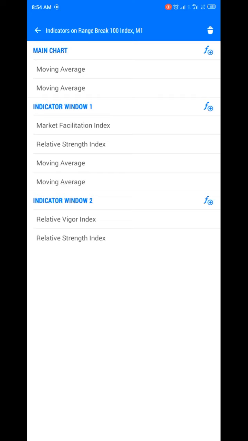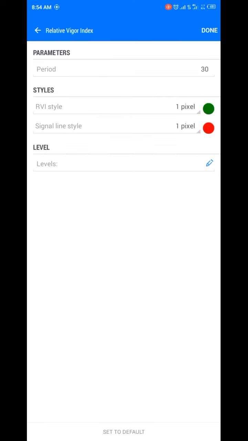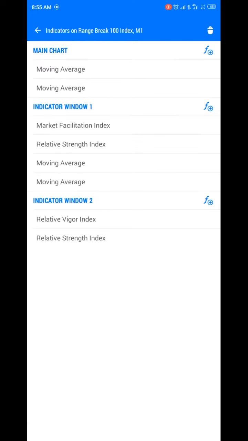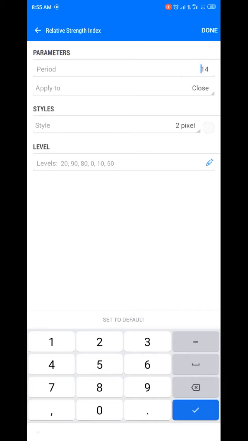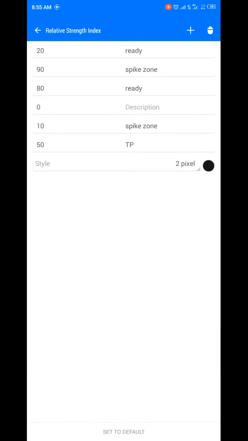Then your indicator window 2, you need your relative vigor index, which is one of the most important indicators in this strategy. Period 30, RVI style 1 pixel green, signal line style 1 pixel red. And your indicator window 2, relative strength index, again, the previous relative strength index. Period 14, apply to close. You don't need the styles. All you need is the levels: 20, 90, 80, 0, 10, and 50.